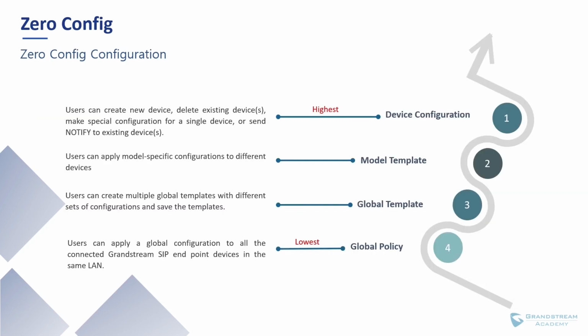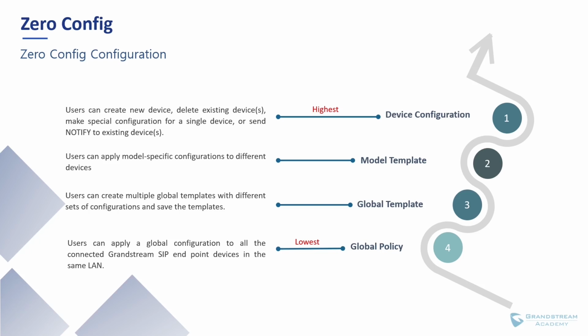When using the zero config template, you need to take into consideration the zero config architecture that we're going to look at in this slide. The lowest priority goes to the global policy template, which can be used to configure some basic options that could apply to all GrandStream endpoints during the provisioning process regardless of the model. So any change you configure on a global policy will apply to all the devices managed by the UCM zero config feature. On top of global policy, there is global template.